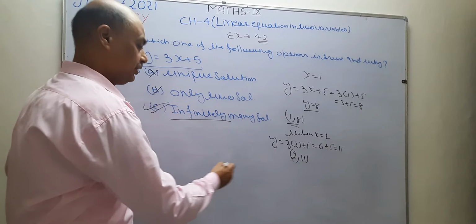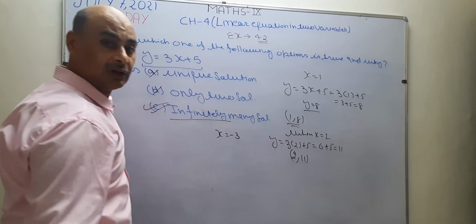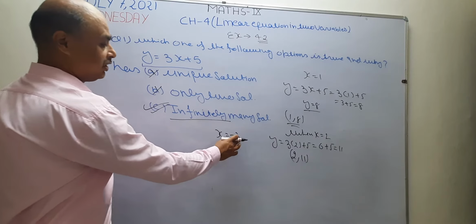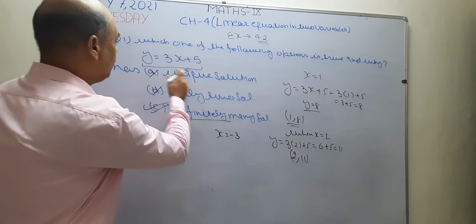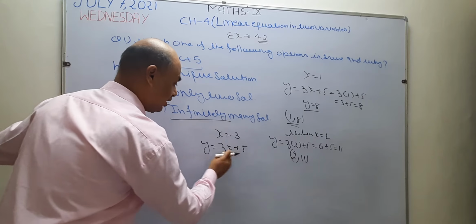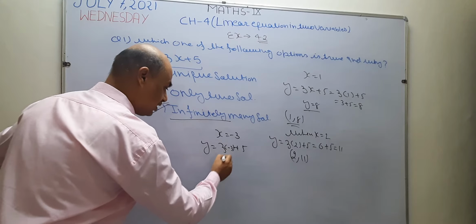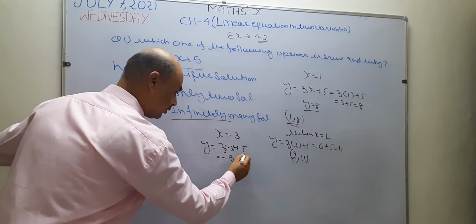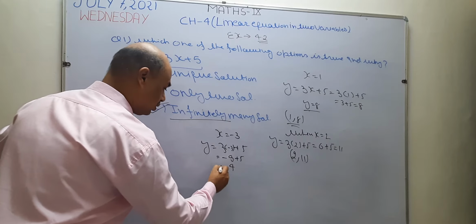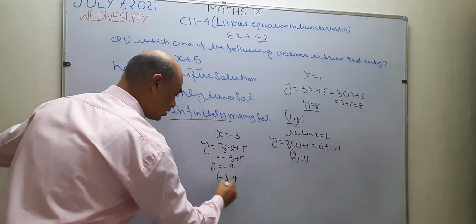Now I will take one negative number. Suppose I take x equal to minus 3. After taking x equal to minus 3, what is the value of y? y equal to 3x plus 5 is given. Instead of x, I write minus 3. Minus 3 threes are minus 9, plus 5. Again, with plus and minus, the sign of the larger number is taken, so it becomes minus 4. So y becomes minus 4. It means x equal to minus 3 and y equal to minus 4 is a solution of the given equation.